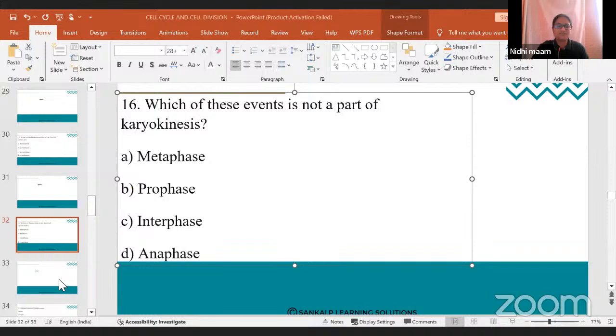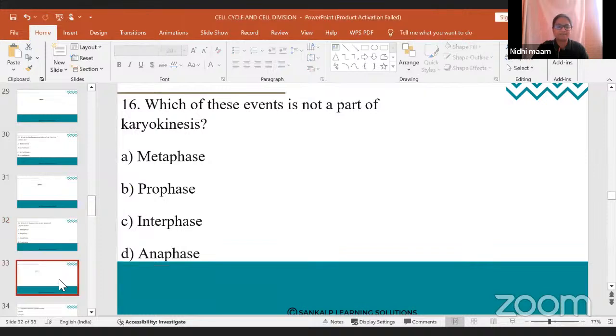So the right answer for this question is option C, that is interphase. Metaphase, prophase and anaphase are where we can see the karyokinesis or nuclear division. It is not a metaphase. It is in interphase that we cannot observe the karyokinesis. Next question.